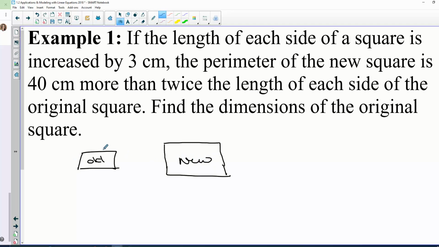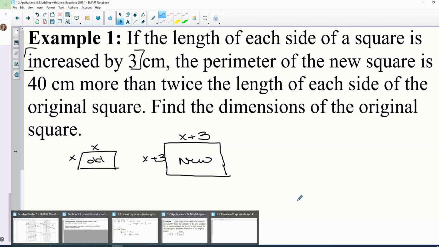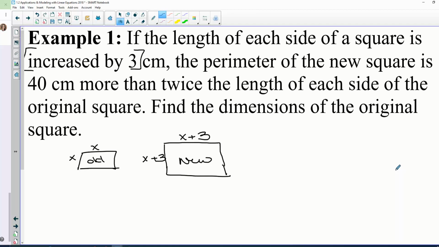Okay, do I know how long the sides were in my first square? So what could I call this? X. Guess what we just did? We defined our variable. I know now that x was the side length in my old square. And in my new square, what happened to it? Increased by 3, so x plus 3. And because it's a square, we know all the sides are the same. That's the second step. I didn't call my new square y. I put it in terms of the original variable.